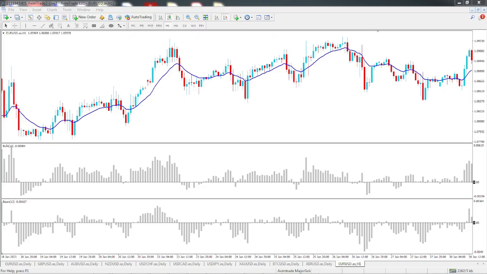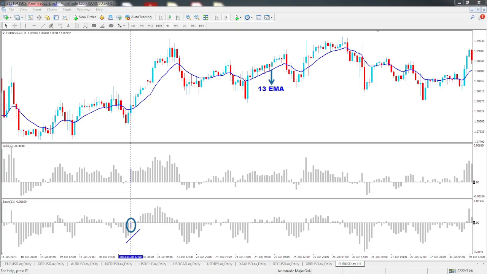According to Dr. Alexander Elder, both the Bulls and Bear Power indicators should be added to the chart along with a 13-period exponential moving average. So, traders should go long when the market is above the 13-period exponential moving average, and the Bear Power indicator should be below the zero line but must be in a rising condition.